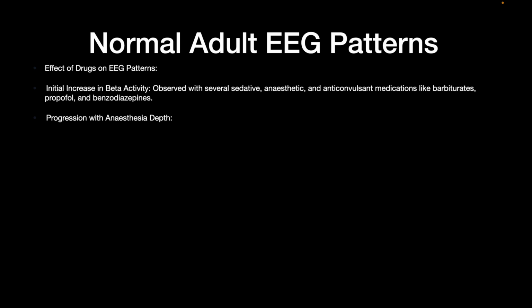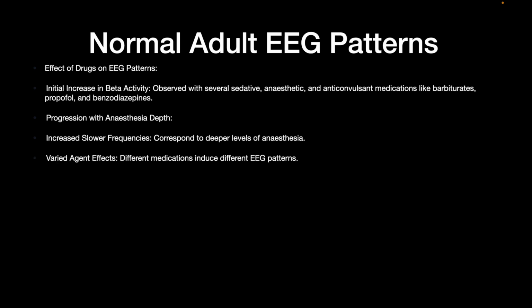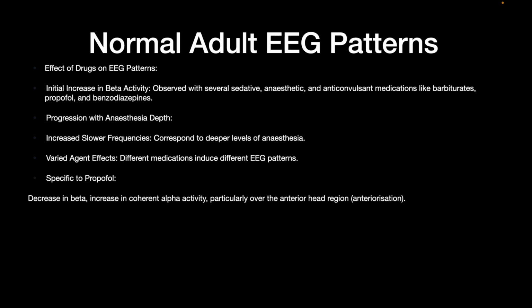Now there is also a progression of depth in anesthesia in terms of EEG patterns. So this corresponds to deeper levels of anesthesia by more slower frequencies. Various agents have been used, but mostly it is propofol to which we will see the most specific response. Like in stage 1, there is a decrease in the beta response, increase in the coherent alpha activity, particularly over the posterior head regions.